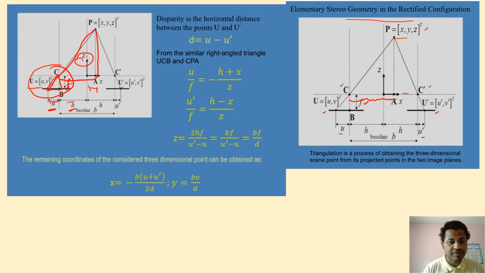The remaining coordinates of the considered three-dimensional point can be obtained: X is equal to minus B(U plus U dash) divided by 2D. Then Y is equal to BV by D. So triangulation is a process of obtaining a three-dimensional scene from its projected points in the two image planes.